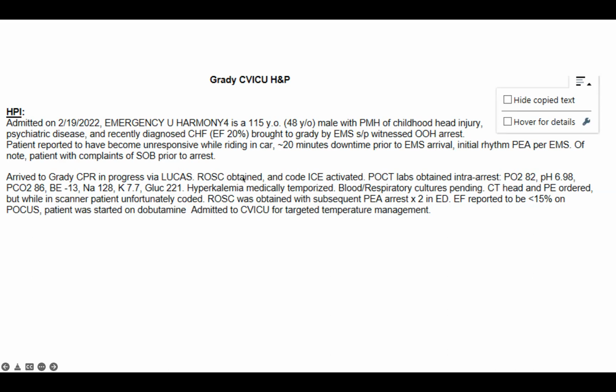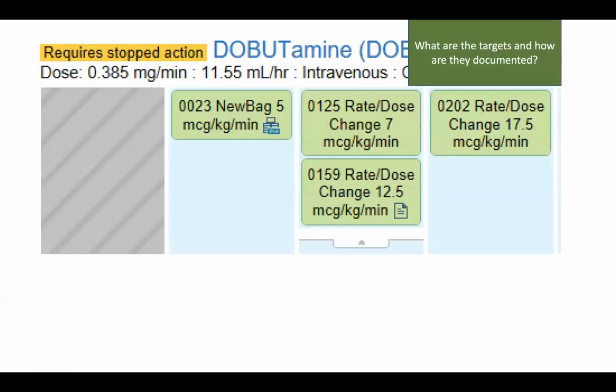They gave insulin, they gave bicarb, they drew cultures, they did a CT of the head and the PE, but while in the scanner, he coded again. This is all ED, I'm sorry. So ROSC returns, so that's subsequent PEA arrest ×2. His EF is now 15% on POCUS, and he started on dobutamine, admitted to the CVICU for targeted temperature management.